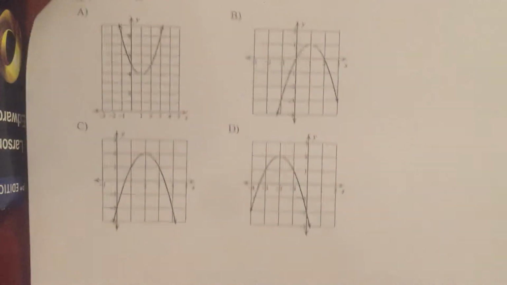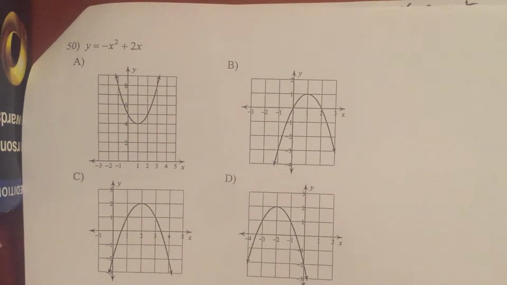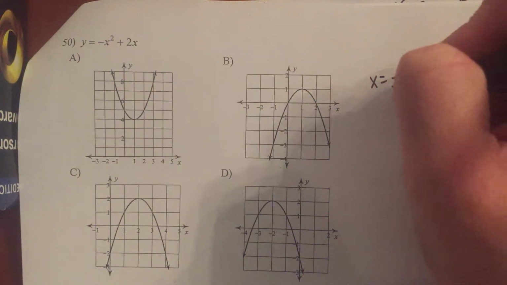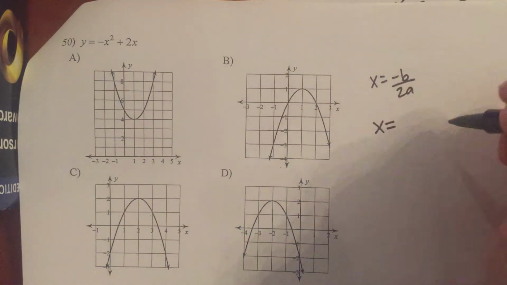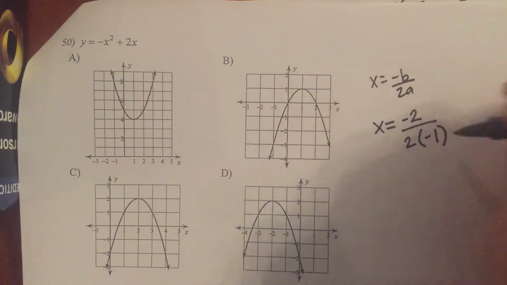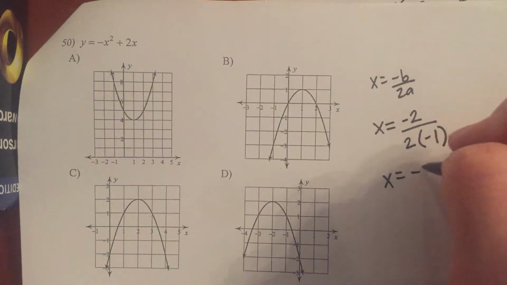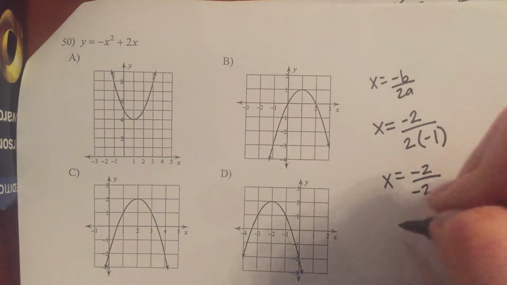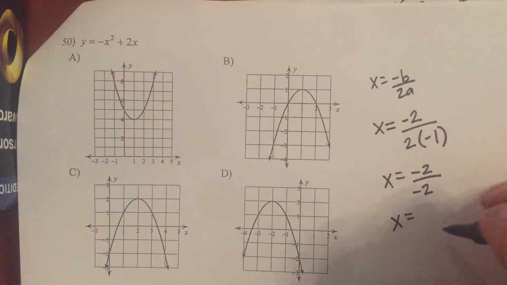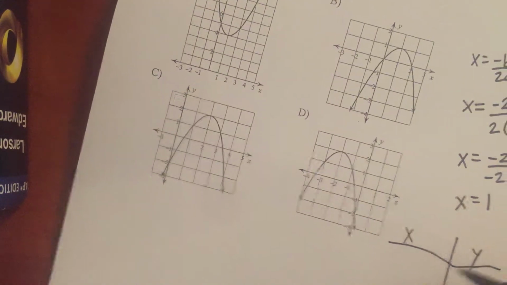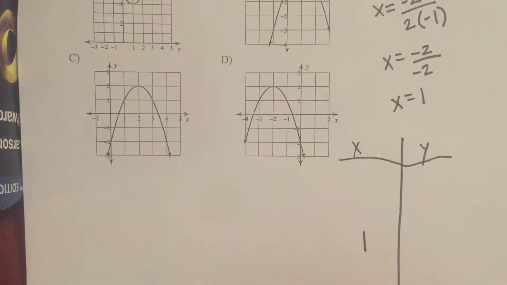All right, very last problem, number 50. One more to graph. Find the vertex again, x equals opposite b divided by 2a. The opposite b would be -2 divided by 2 times a, which is -1. -2 is in the numerator. Work out the denominator before you try to divide it. 2 times -1 is -2. And -2 divided by -2 is 1. So the x value for my vertex is going to be 1. Okay, so that's my vertex x value.